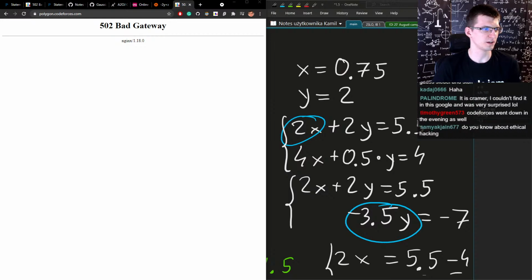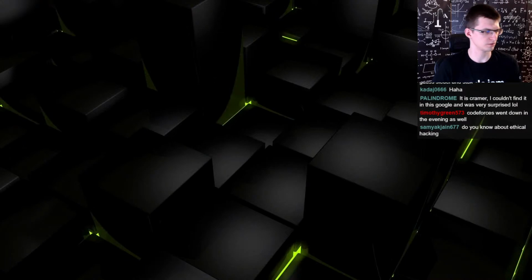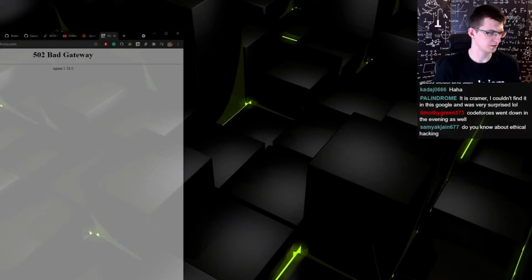IOI got from Mike their own instance of Polygon. Ethical hacking, I heard that term. Yeah, so Polygon right now works very, very slowly.